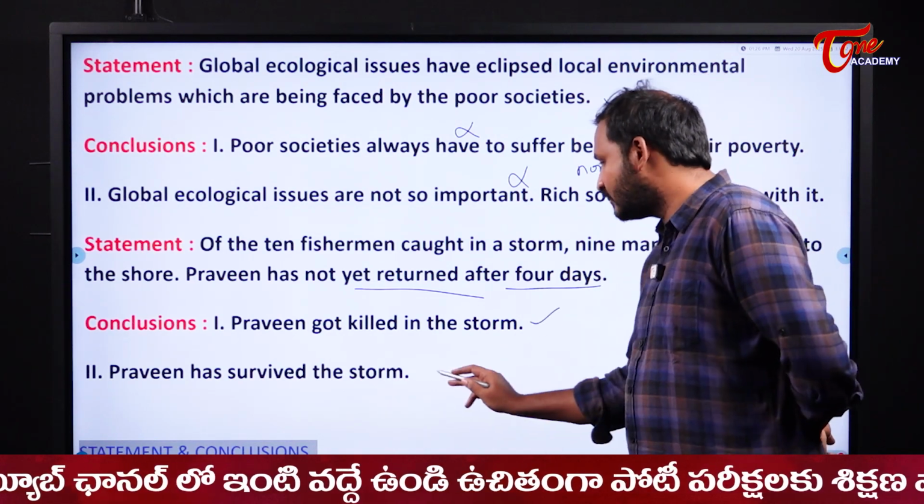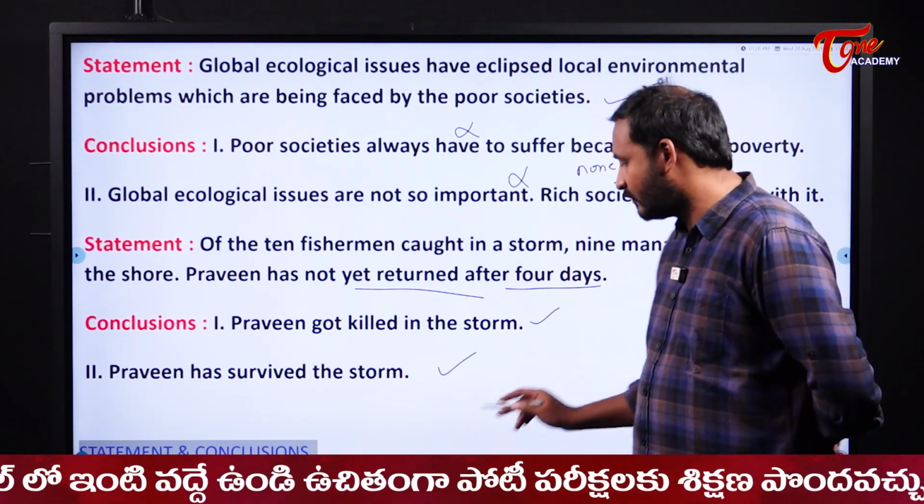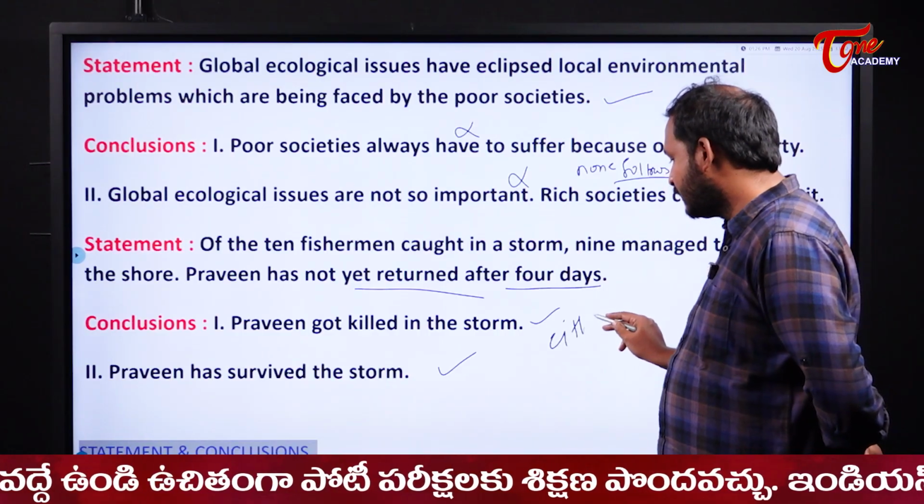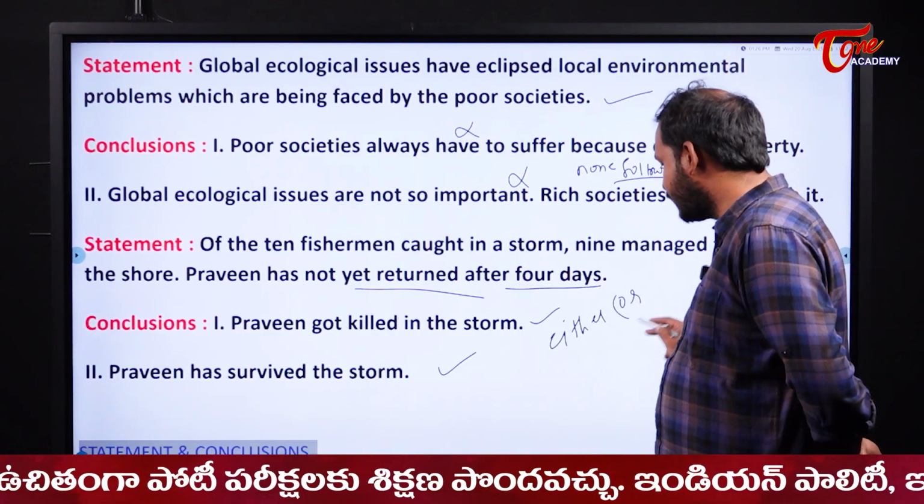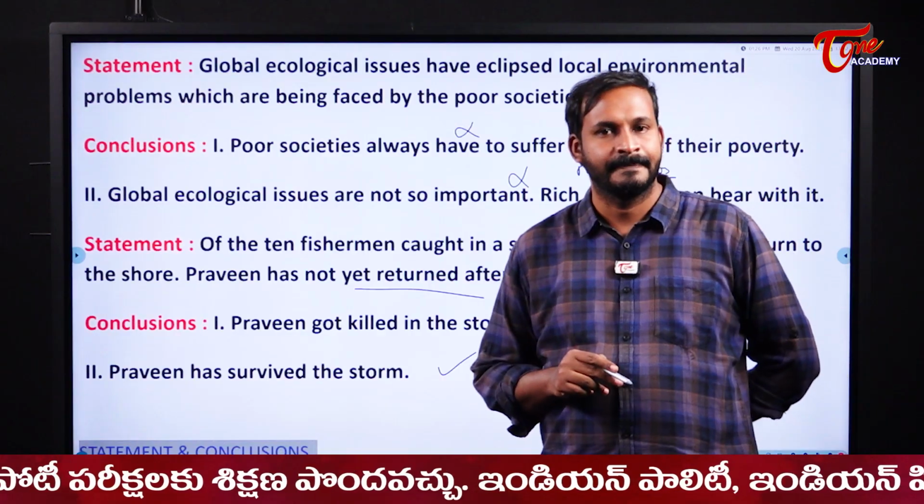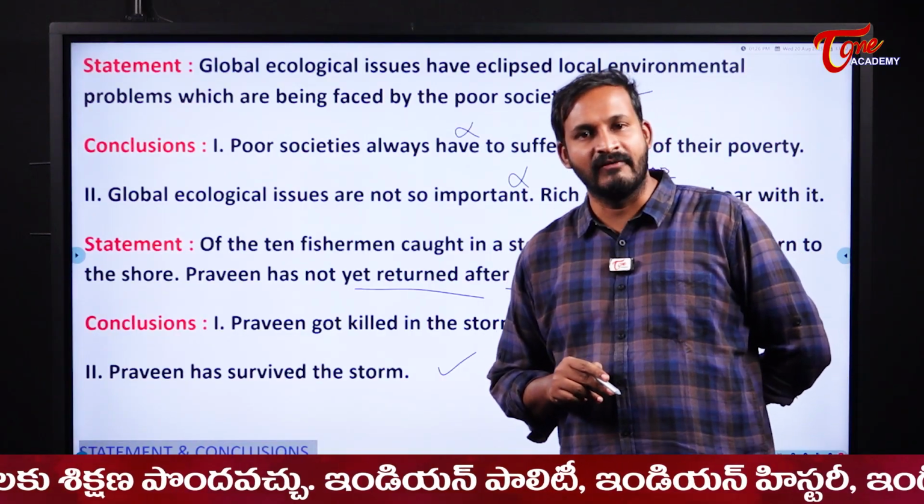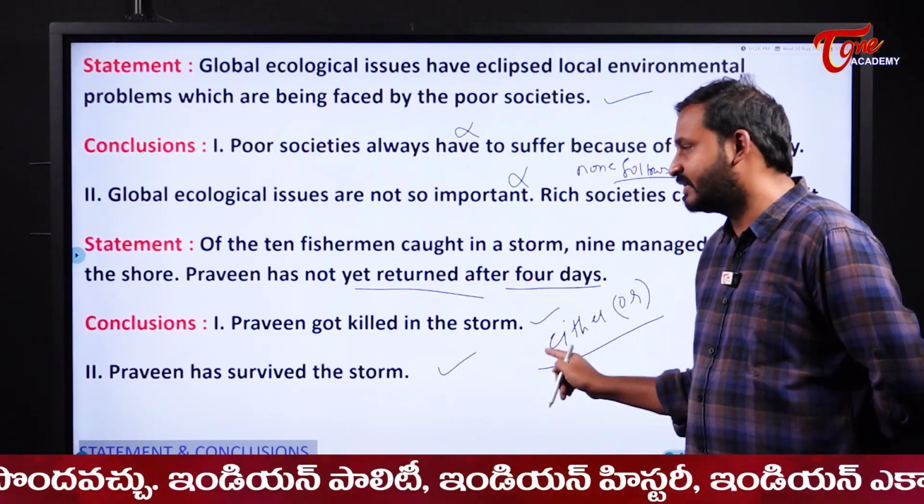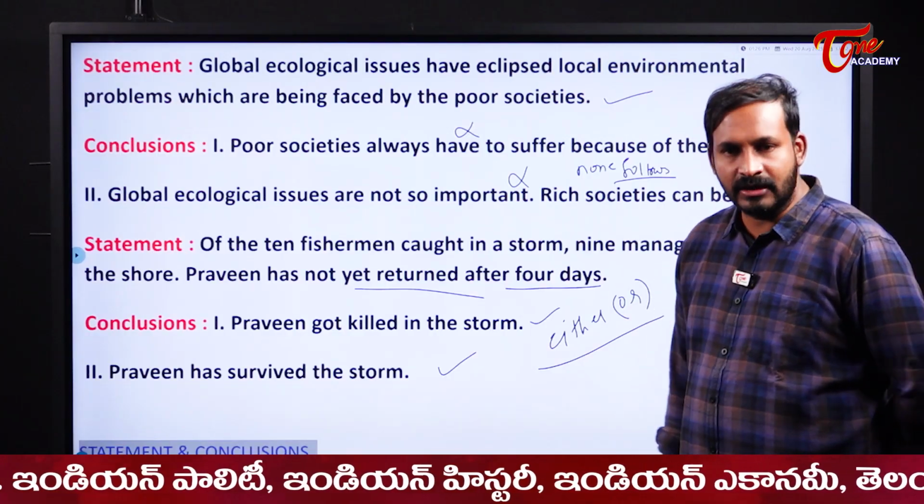So either conclusion 1 or 2 will follow here. We cannot tell exactly what will happen. He may survive or he may be killed. So here our answer becomes either or. In these types of situations, you mark your answer as either or.